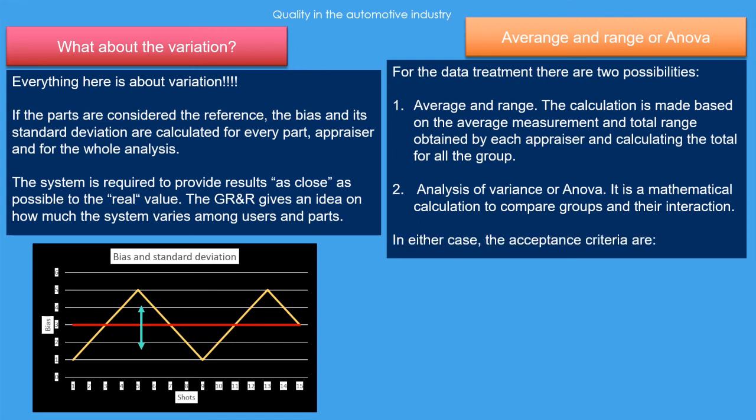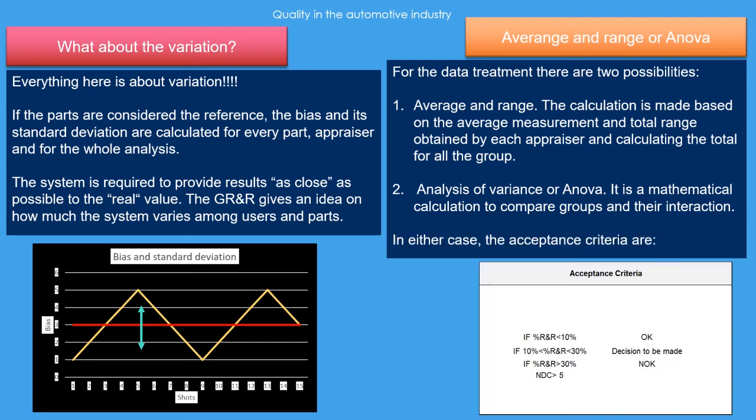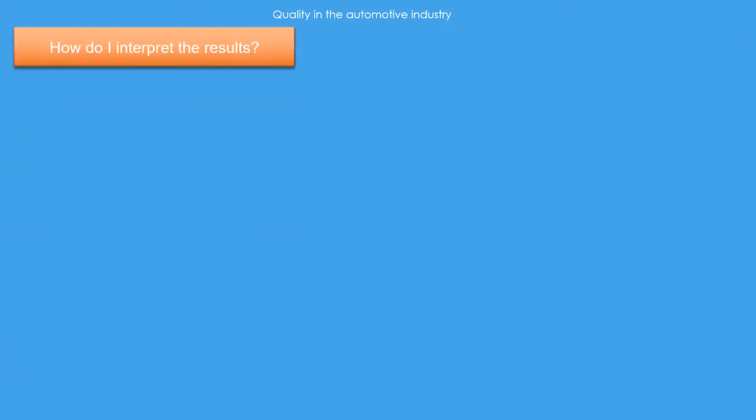In either case, the acceptance criteria are: if the result is lower than 10%, the system is good. If the result is between 10 and 30%, the result must be analyzed depending on the customer requirement and whether the equipment is new or not. If the result is greater than 30%, the system is not good. It must be improved before using it in the serial production.